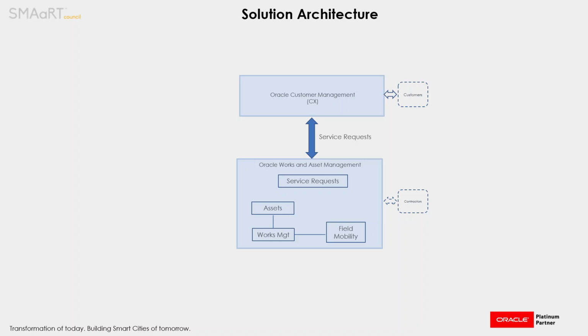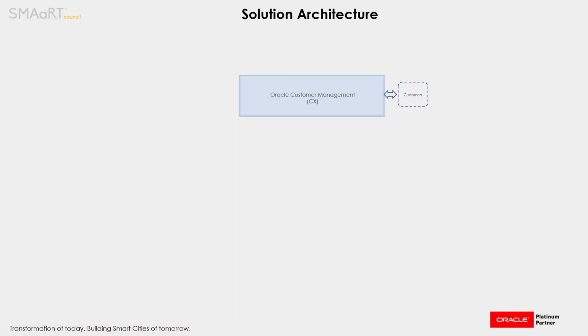Let's start with the first step in this end-to-end process, the customer perspective within Oracle's CX system. Oracle CX is a powerful tool that allows a customer to interact seamlessly and effectively with a council. In this scenario, you'll see how the customer can conveniently submit a service request to the council after finding a potentially dangerous pothole on a council-owned and maintained road.